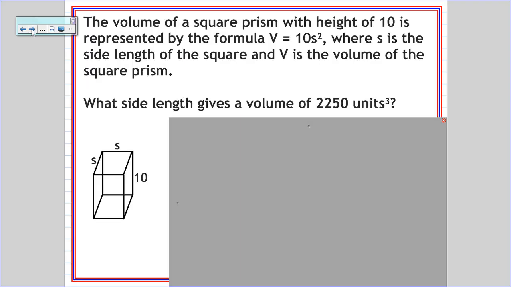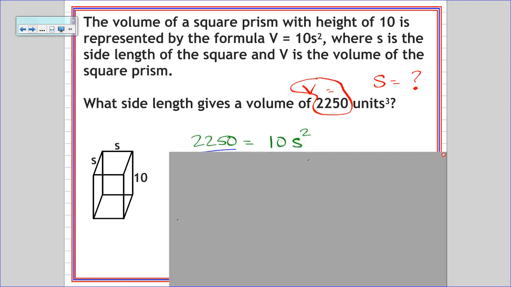All right, last one. So this is another geometry one, and you don't actually need to know any geometry in order to do this. It says the volume of a square prism with height of 10 is represented by the formula V equals 10 s squared, where s is the side length and V is the volume. The 10 in the formula is because of the 10 on the figure. What side length gives a volume of 2,250 cubic units? So that's the volume, and I want to know what side length does that for us.